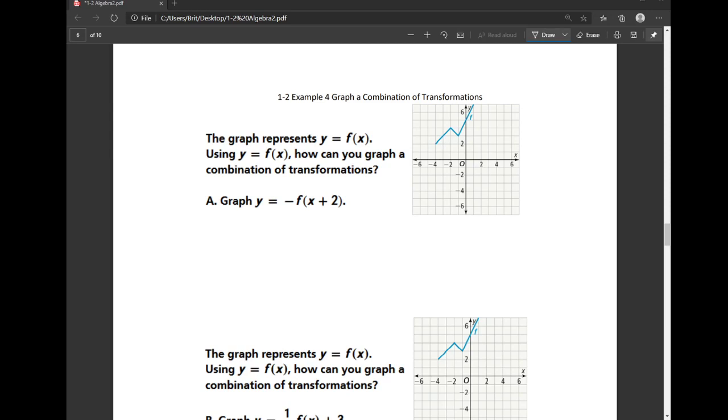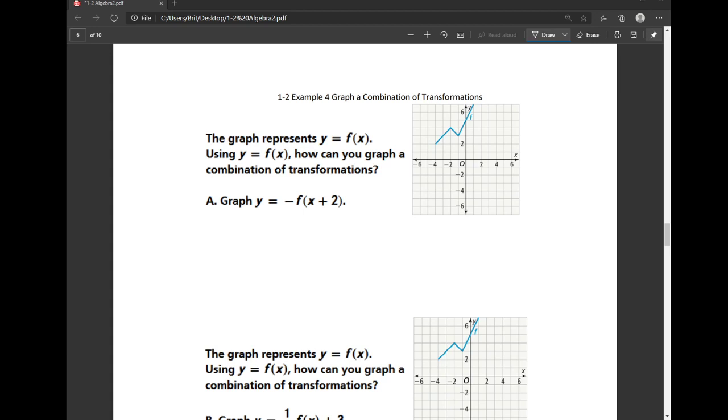This example is from section 1-2 in the SavvasRealize Algebra 2 textbook. This is example 4. In this example, we are doing a combination of transformations. So instead of just doing a stretch or a compression, we might take it a step further and then translate it somewhere, or do a reflection possibly.